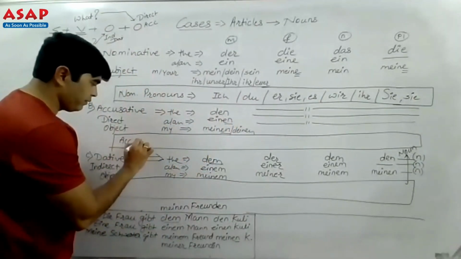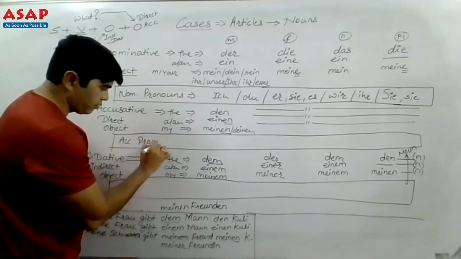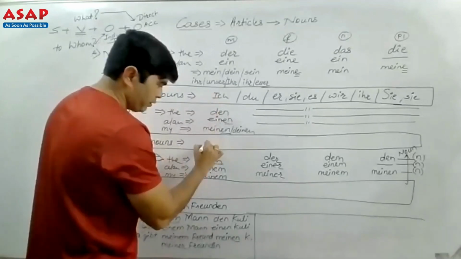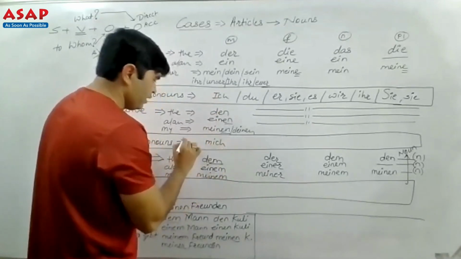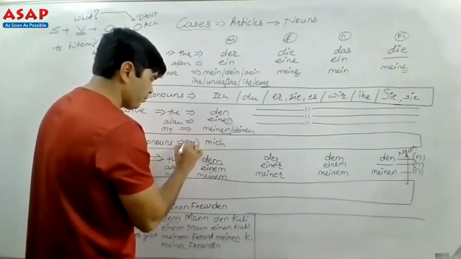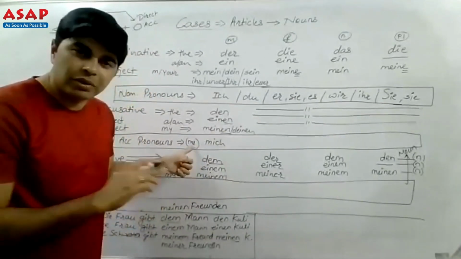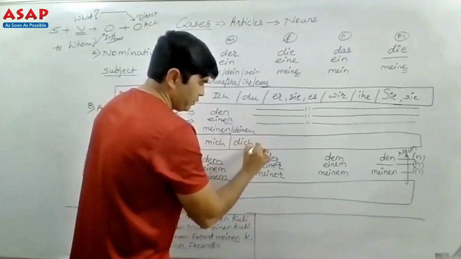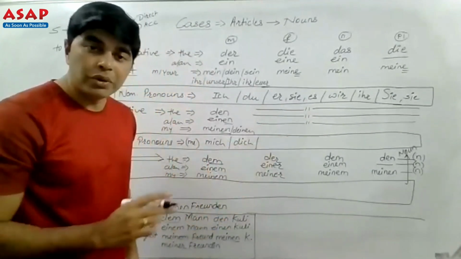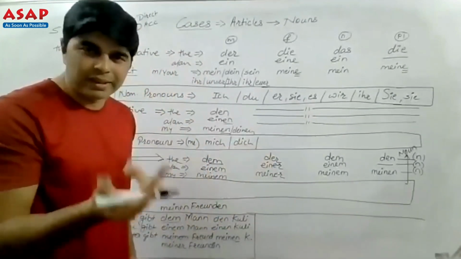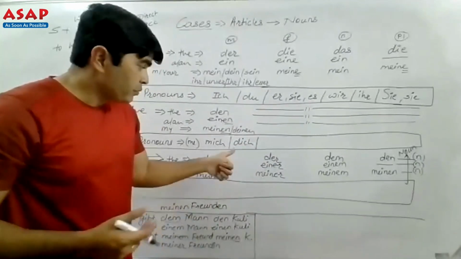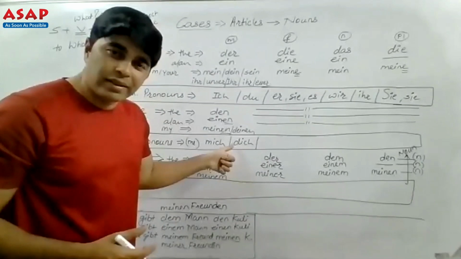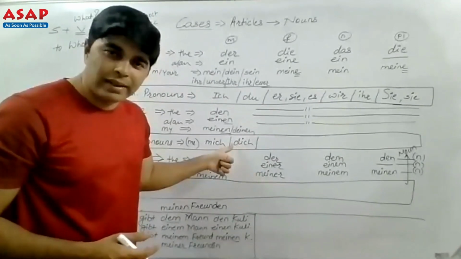Then accusative pronouns. Accusative pronouns are mich, something like me. I'm giving one example and now you will understand the rest. Dich means you. In English, you doesn't change, right? So everyone must have learned this word, especially when Valentine's Day is coming.